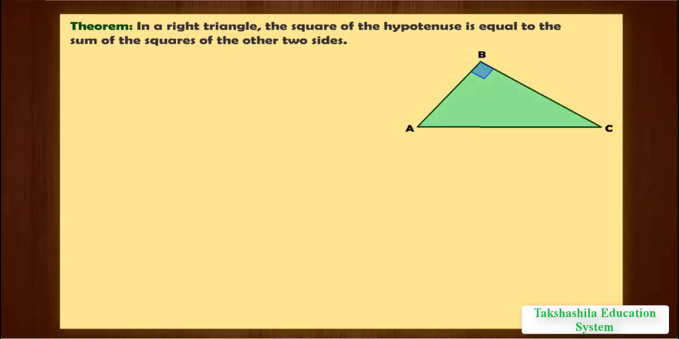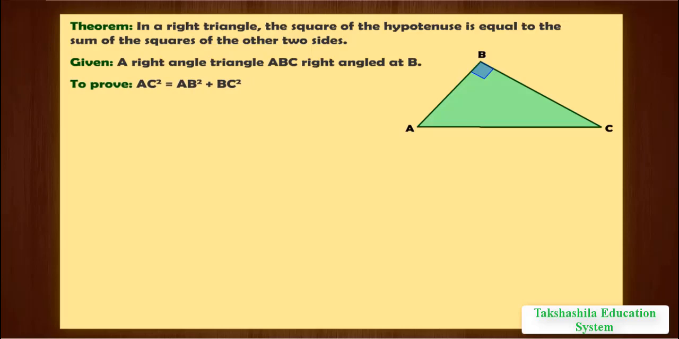Let us state the Pythagoras theorem. In a right triangle, the square of the hypotenuse is equal to the sum of the squares of the other two sides. For this theorem, we are given a right-angled triangle ABC right-angled at B. We need to prove that AC square is equal to AB square plus BC square. Let us perform a construction for this proof. Draw BD perpendicular to AC.